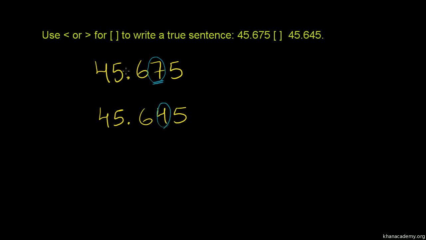Everything is the same. So this number is going to be greater. This number is greater than 45.645 or 645 thousandths. So let me write that down just to make sure we know what we're doing. 45 and 675 thousandths, or 45.675, is definitely greater than 45.645 or 45 and 645 thousandths.